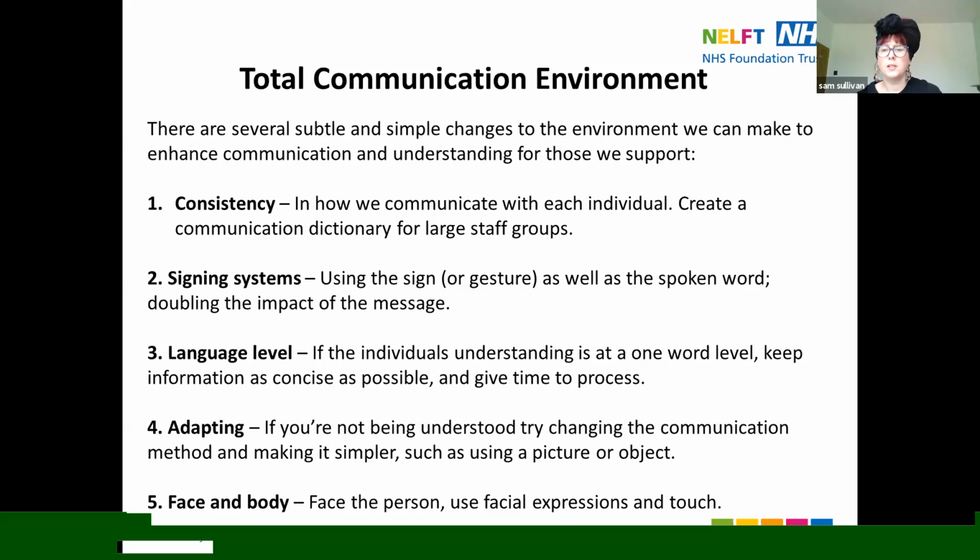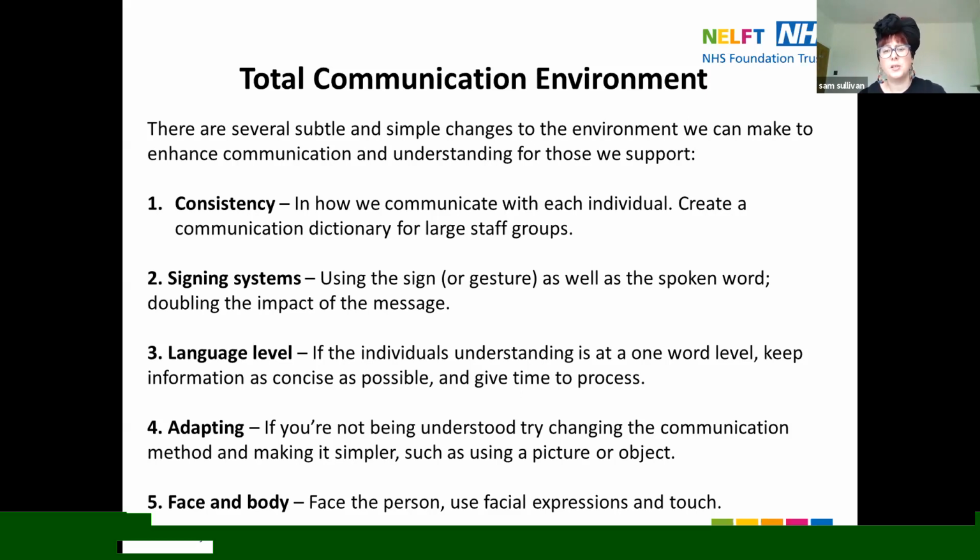Adapting: if you're not being understood, try changing the communication method. Are you matching where they're at? Are you using their communication systems? Could you be making it simpler? Do you need to back it up with an image or an object? You hear things a lot like they just don't listen, or they just do what they want, or they're not interested. If you're not getting any kind of response at all, then maybe have a think about how you're communicating to them.